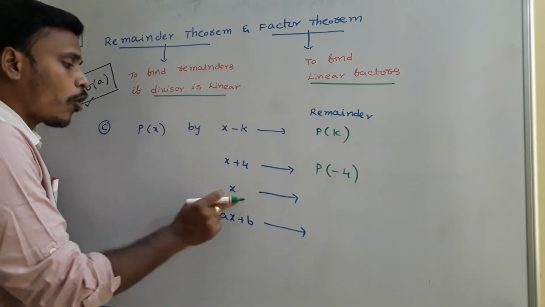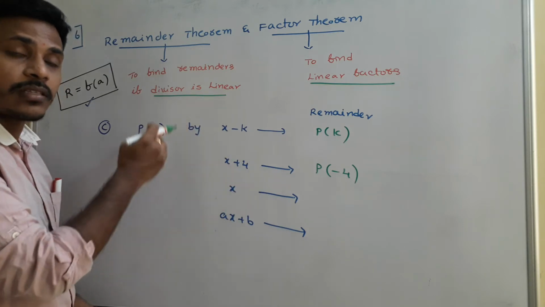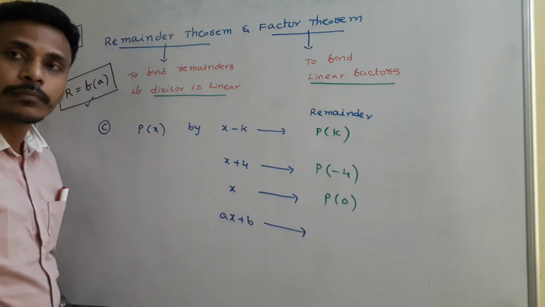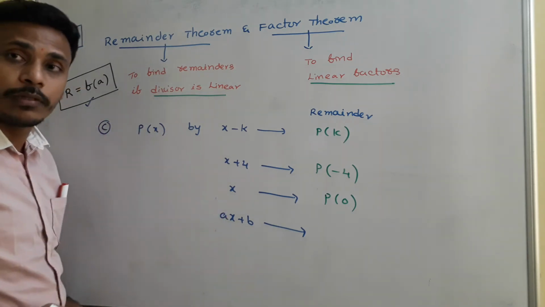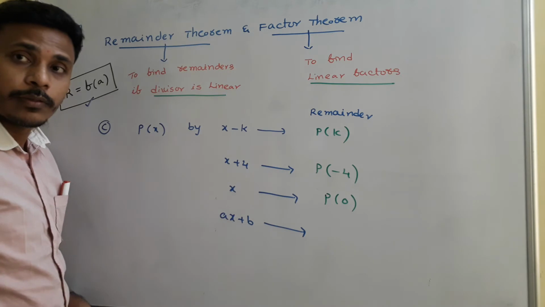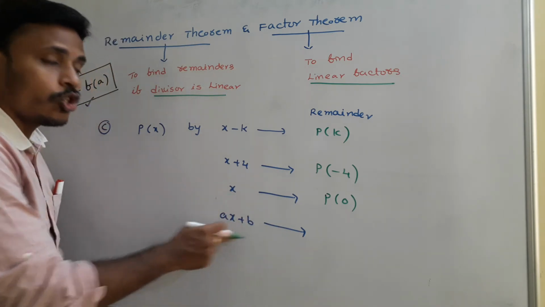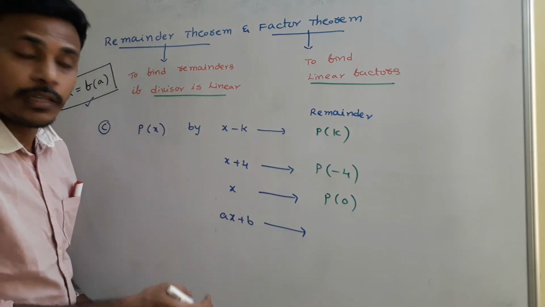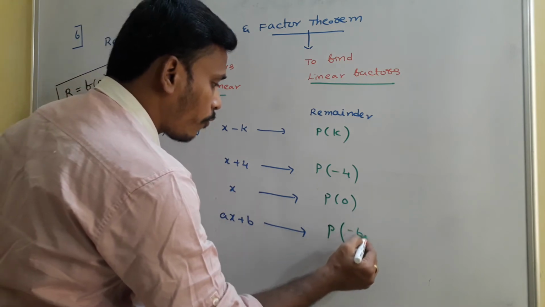If you divide that p of x with x, x can be written as x minus 0 or x plus 0, you just replace x with 0, directly p of 0 is the remainder. And if the polynomial is p of x and we are dividing that with ax plus b, then the remainder is simply nothing but you need to replace x with the zero of the divisor, ax plus b. What is the zero? Minus b by a.